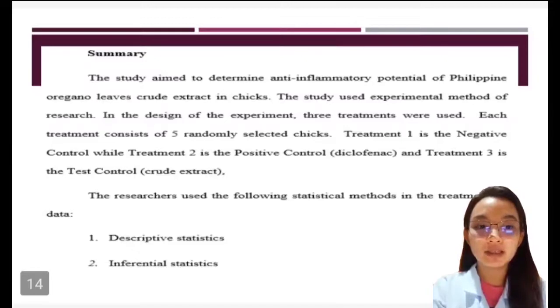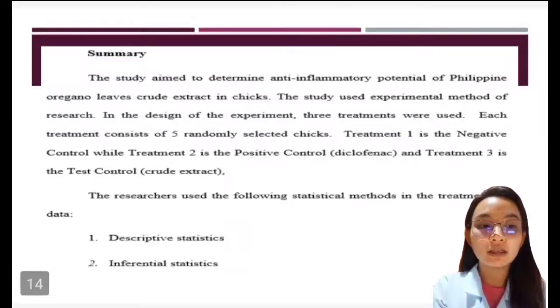The findings of our study are, first, there is a significant difference between the means of the width of the inflammation of the positive control and the negative control after 120-minute and 180-minute time intervals. There is no significant difference between the means of the width of the inflammation of the positive control versus negative control after 60-minute time interval. There is no significant difference between the means of the width of the inflammation of positive control versus the crude extract after 60, 120, and 180-minute time interval.